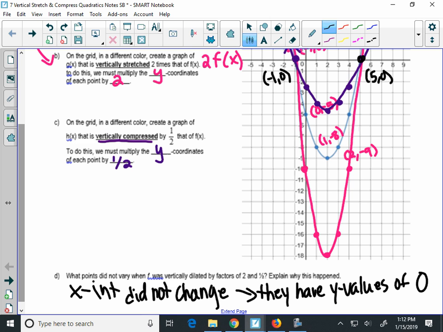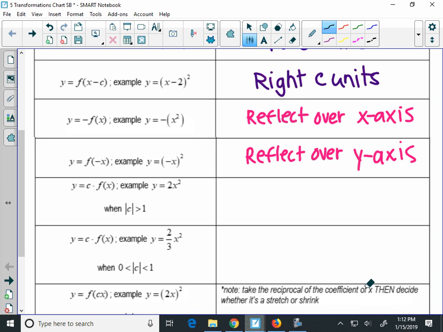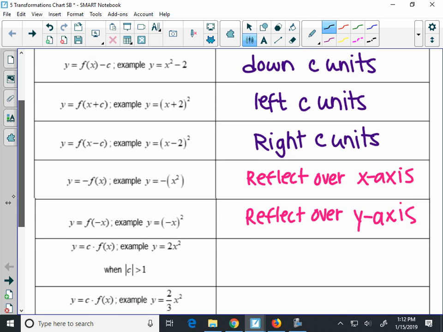All right, now what I need you to do is I forgot to have you get this out, but you need to get out your transformations chart. So we're going to add to it. This is on the bottom of your notes as well, but we're going to add to our chart here. We have done 6 transformations so far. You had your quiz today. While you're getting it out, I'll chat with you.